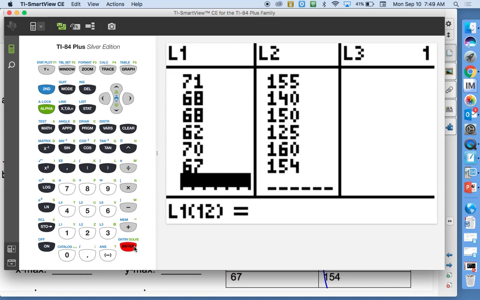And when you're done, your L1 and L2 should line up. If they don't, it will not make a calculation, because if they're not matching, you have one data piece that doesn't have something to connect to it. So make sure that they're both matching. You should have 11 in each. And 67 and 154 should be the x and the y values. So make sure you have that as well. It should line up together.